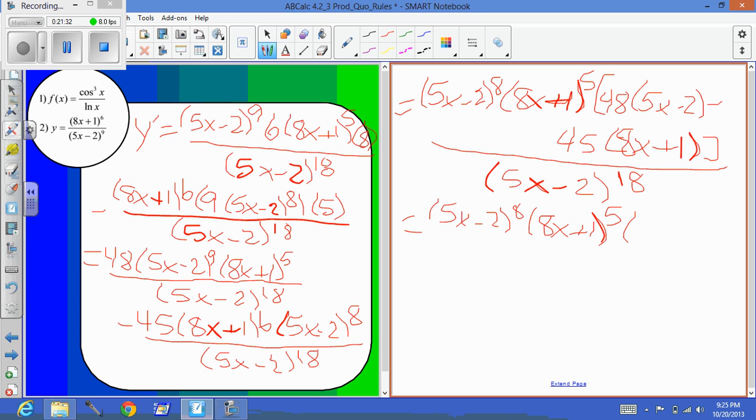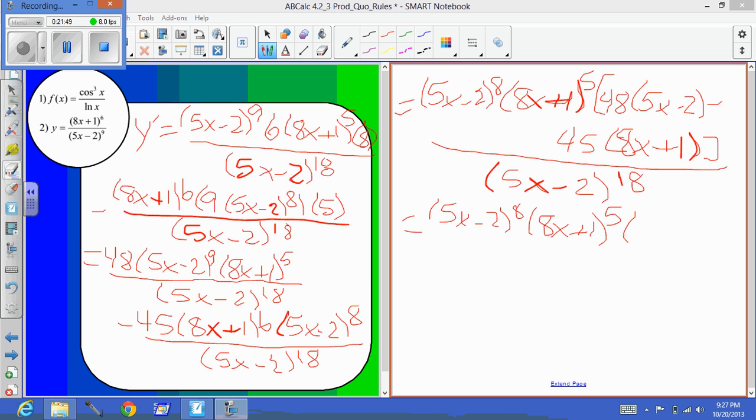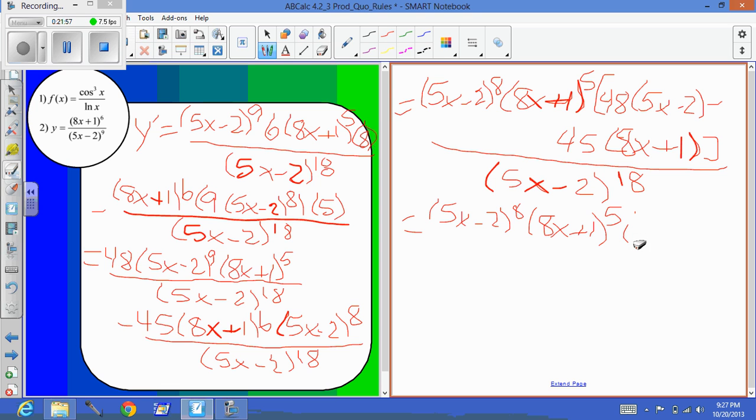Okay, times, and then on this next one, when you distribute through, 48 times 5 is 240x. 45 times 8, 5 times 8 is 40, carry your 4, 32, 360x. Okay, and so 48 times 5x, 45 times 8x, you have 120x there, I believe, negative 120.